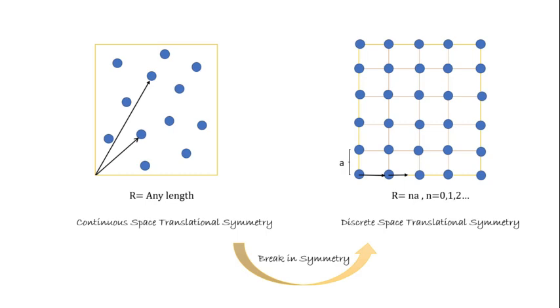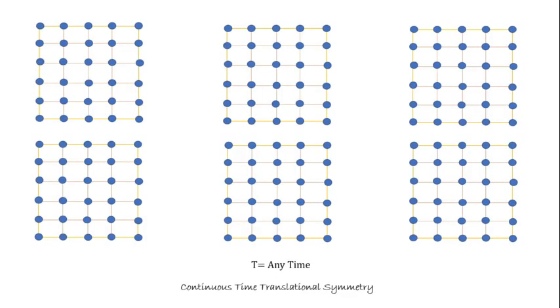However, both of these states of matter preserve something called continuous time translational symmetry. This is the picture of the solid at any time, and you can see that it looks the same. The solid looks exactly how it is today, as it was yesterday, and how it will be tomorrow. That's why matter has continuous time translational symmetry.